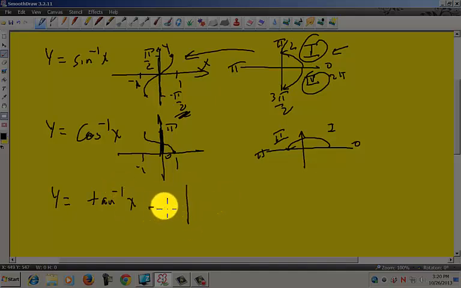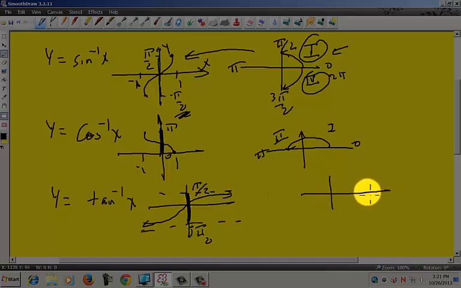Okay, we know what tangent inverse looks like. It's going to be cut up and cut down. It's got arrows on both ends. It's got a horizontal asymptote at pi over 2, and it's got another one on the bottom, and that's also at pi over 2. Okay, so that means tan inverse goes from negative pi over 2 to pi over 2.